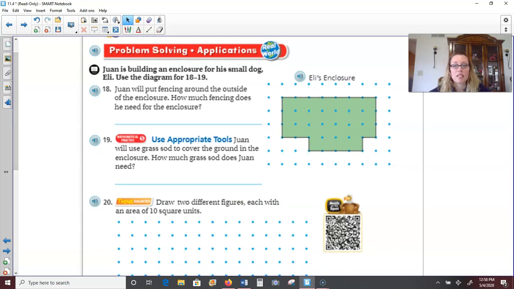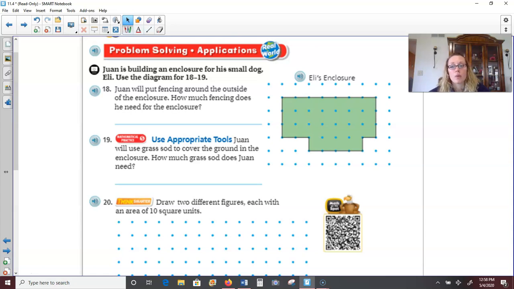So number 18, our problem solving. It says Juan is building an enclosure for his small dog, Eli. Use the diagram for 18 through 19. So this is a good example. If he's building a pen or a cage to keep his dog in when he's outside, we would need to know the area, but also possibly the perimeter. So let's look at number 18. Juan will be putting fencing around the outside of the enclosure. How much fencing does he need for the enclosure?